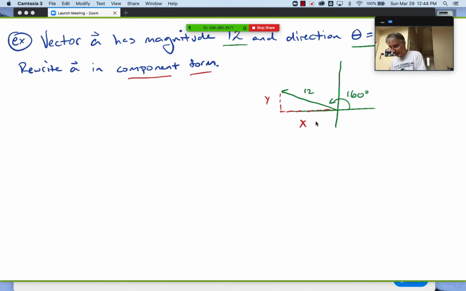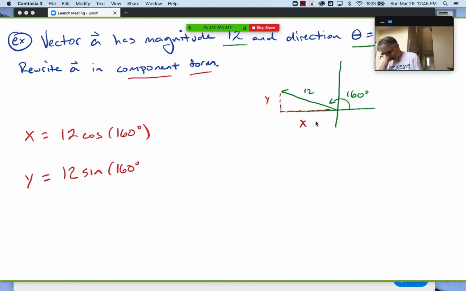The easiest way to get component form is simply going to be to say x equals 12 times the cosine of 160 degrees, and then y equals 12 times the sine of 160 degrees. And so I'll need my calculator to find both of those values. Quickly putting it in degree form. Sorry, I should probably have done this before the video.